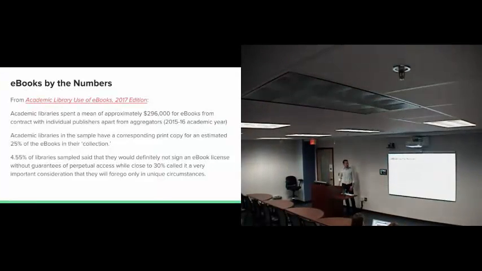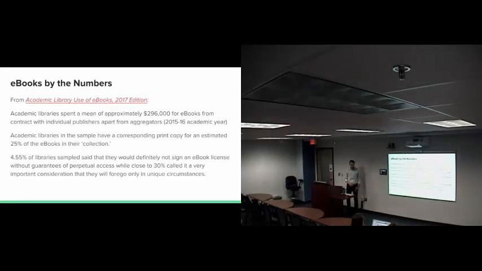So ebook licensing. First of all, some statistics. This is from a recent report, Academic Library Use of eBooks. Again, I'll send these slides out so you can click through and see the links. But essentially, this report found that academic libraries spent an average of around $300,000 on ebook contracts and licenses with individual publishers, apart from what they spent on the same with aggregators. And that's a notable statistic, just because a lot of the content that we get in terms of ebooks actually does come from aggregators. So this isn't necessarily representative of the total average spend on ebooks.